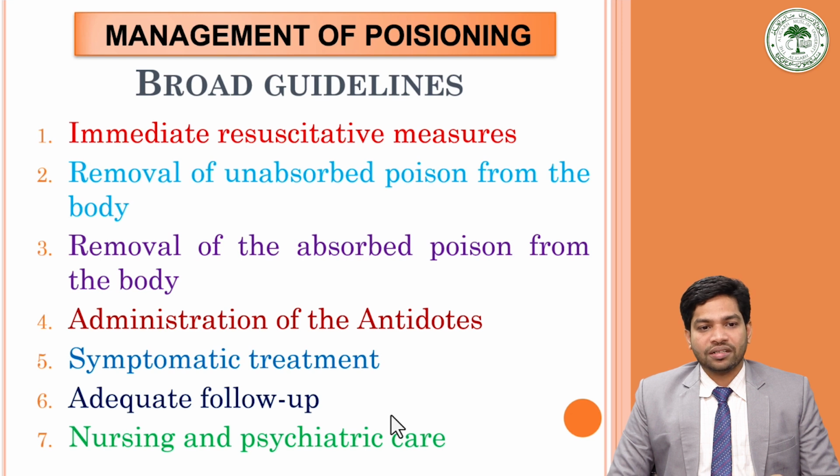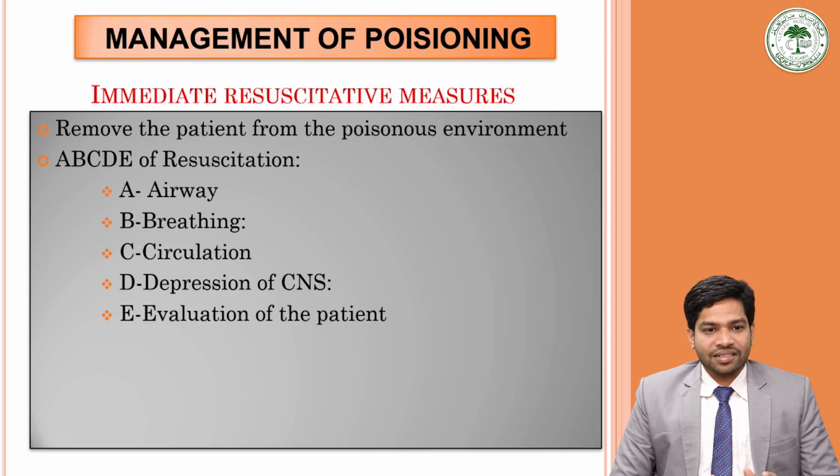Dealing with one by one, we started with the immediate resuscitative measures. Under that, we learned that first we must remove the patient from the poisonous environment. Then we have to manage the ABCD of the resuscitation. That is A for airway, then breathing, circulation, D for depression of the CNS, and the evaluation of the patient. Under the immediate resuscitative measures, we learned in detail the airway and the management of breathing.